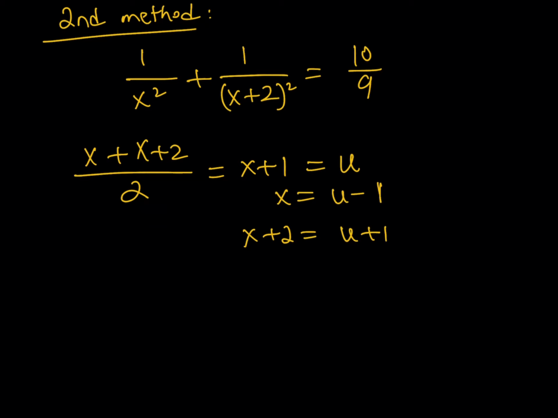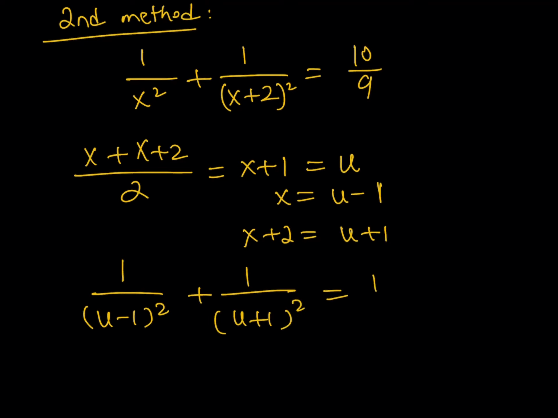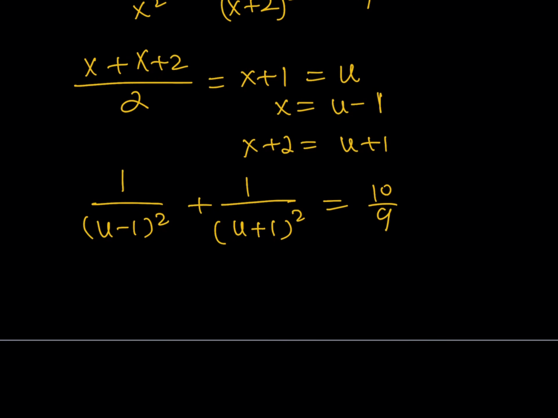So if you go ahead and replace x with, well, you can do either way, but I'll probably just replace it right away. Replace x with u minus 1. So it's going to look like 1 over u minus 1 quantity squared plus, x plus 2 will be replaced with u plus 1, that's going to be u plus 1 squared, and the whole thing is going to equal 10 over 9. Okay, so what are we supposed to do here? Well, we got the symmetry. Obviously, we're going to make a common denominator. Let's go ahead and do that.